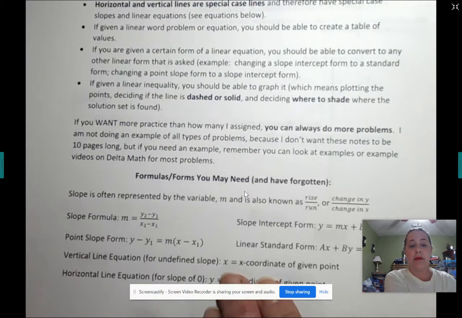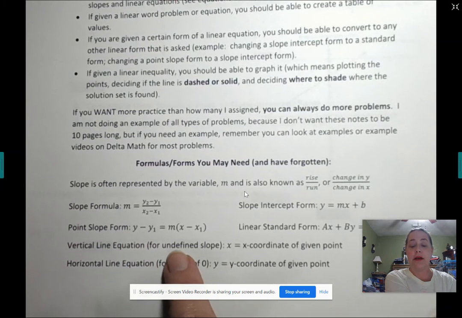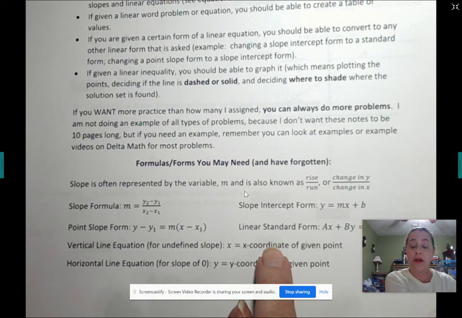We'll see that. A vertical line always has an undefined slope, and you just use x equals, and then whatever the x coordinate is of a point that you were given on that vertical line, or where you see that vertical line crossing the x-axis at that value, that would be the number that you would put in the equation. It's just a letter and a number with an equal sign in between.